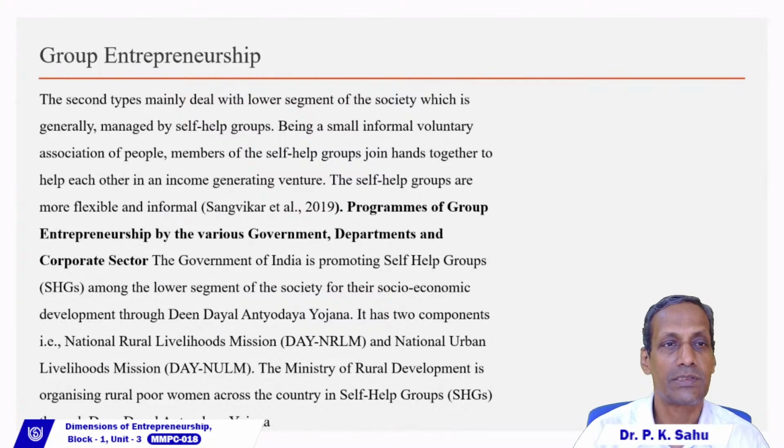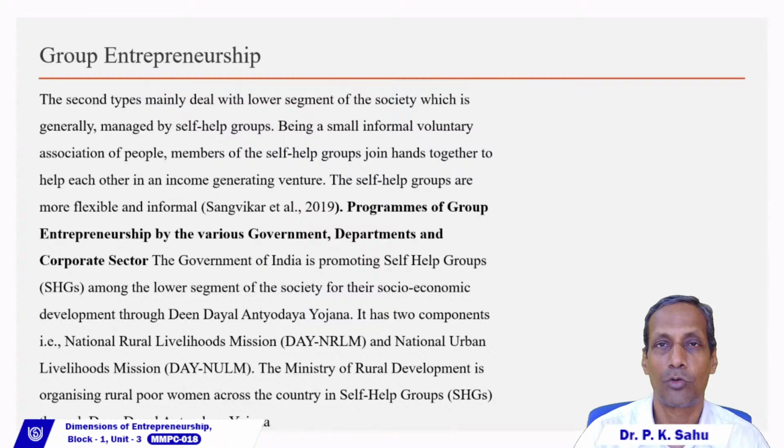The second type, the self-help group type of group entrepreneurship, mainly deals with the lower segment of the society, which is generally managed by self-help groups. Being a small informal voluntary association of people, members of the self-help group join hands together to help each other in an income generating venture. The self-help groups are more flexible and informal.